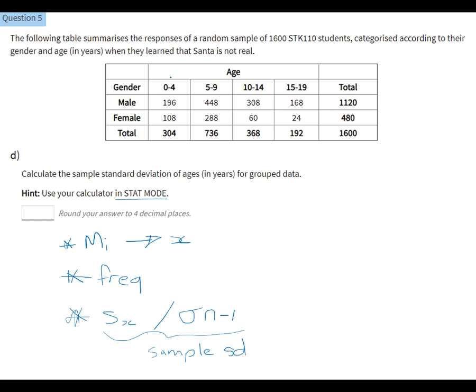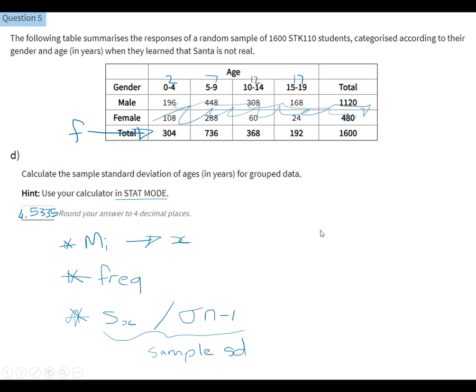So what you should have entered here would have been 2, 7, 12, and 17. Those are your midpoints. And we want the sample standard deviation of the ages for all of the people. So we're just going to remove the genders here. We're not worried about the genders. All we're worried about are the totals. So those are the frequencies that you have to enter. And in this question, we are going to end up with the answer here of 4.5335.